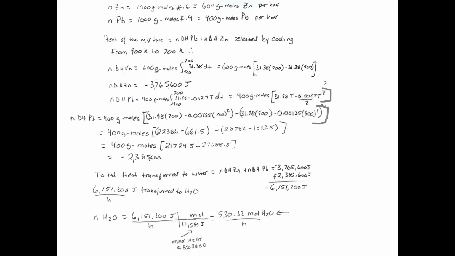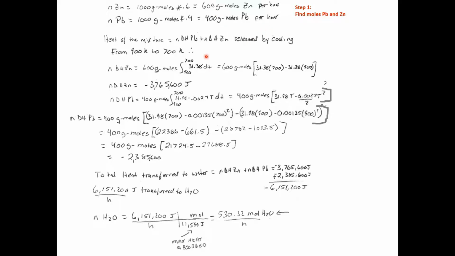All right, so here is how we worked out this problem. The first step is going to be a pretty common step, kind of a recurring theme, as I've said before. Step one, we're going to find the moles of lead and zinc. We were given a basis of 1,000 gram moles, so we said 1,000 gram moles per hour, and we know it's 60% zinc, 40% lead. So that means we have 600 gram moles of zinc per hour and 400 gram moles of lead per hour.